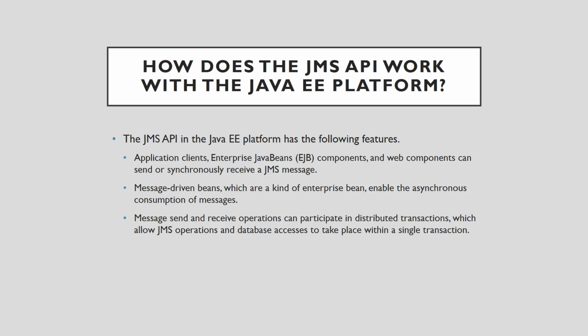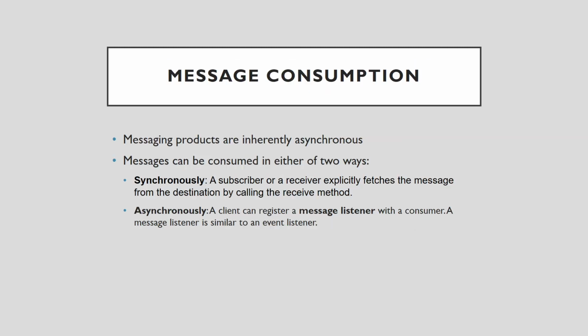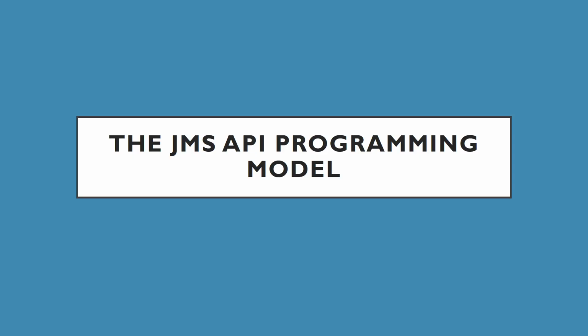The JMS provider can be integrated with the application server using the Java EE connector architecture, and you access the JMS provider through a resource adapter. This capability allows vendors to create JMS providers that can be plugged in to multiple application servers, and it allows application servers to support multiple JMS providers. Now that is how messaging is described in the JMS API. So the next section will discuss the JMS API programming model.